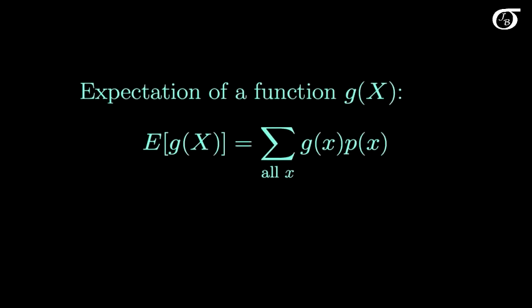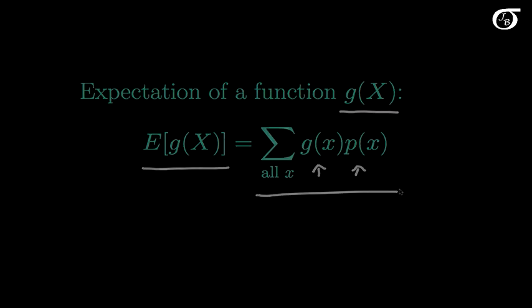This can be extended to the expectation of some function of the random variable. So here g of x represents a function of the random variable. It could be x squared or the square root of x or log x or something along those lines. And for the expectation of a function of the random variable, we just do a similar thing to what we did on the last page. We take the values of the function and we multiply them by the probability of those values occurring. And we add that up over all x.